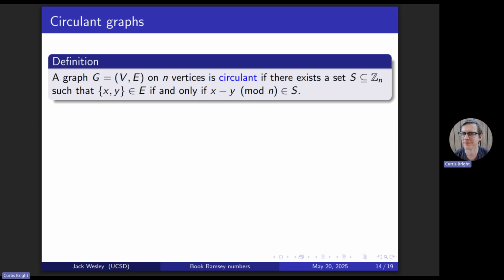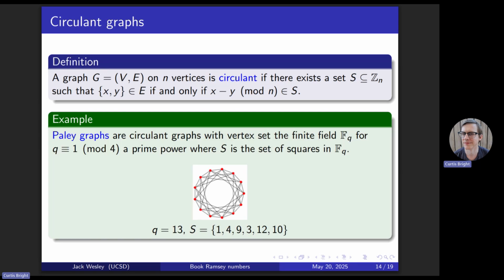I'll show an example. So these Paley graphs, which I mentioned before, you connect everything that is a quadratic residue mod n apart. So this is for 13 vertices. And this set S is the set of quadratic residues mod 13. And we connect everything that's 1 apart. See this outside circle there, 4 apart, 9 apart, etc.